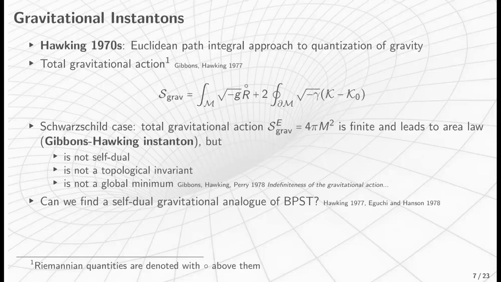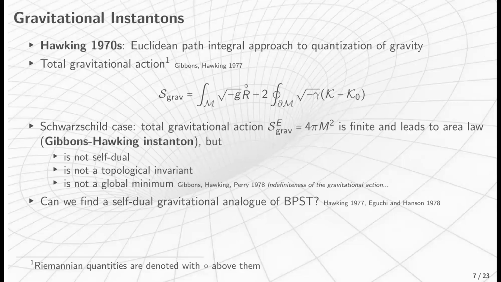And if you do this, you can do it, for example, for Schwarzschild. That's the original paper by Gibbons and Hawking in 1977. You can evaluate this in some meaningful way, and you obtain that the total gravitational action will be something like 4 pi m squared, which is finite. So you found the instantons. Usually people call this kind of instanton the Gibbons-Hawking instanton. And that was quite important in understanding black hole thermodynamics. It played quite a big role there.